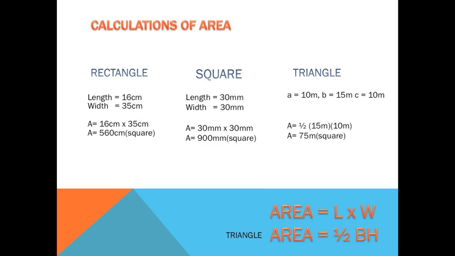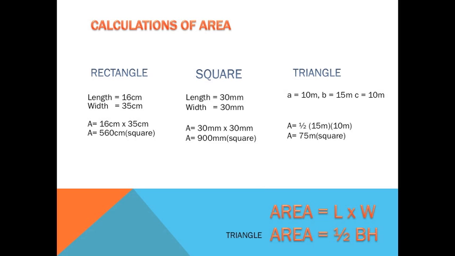Calculations of area. In this section, you see 3 polygons listed: rectangle, square, and triangle. And within the 3, there are 2 quadrilaterals, which are the rectangle and square. And you see that their area formulas are similar, using A equals length times width. However, under triangle, its formula for area is completely different, using 1/2 base times height. And that's because a triangle is a 3-sided figure.